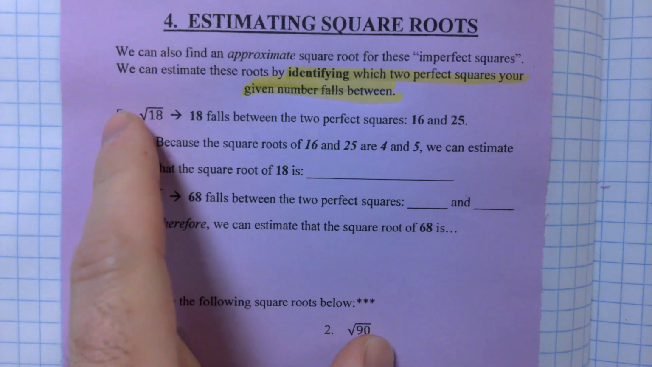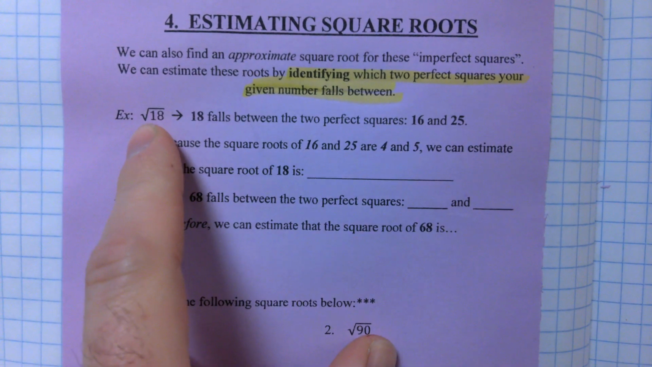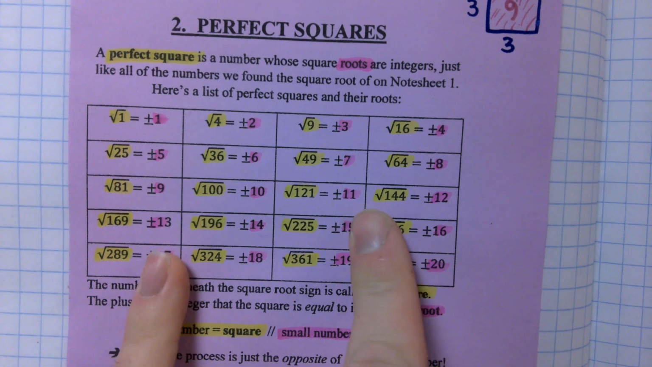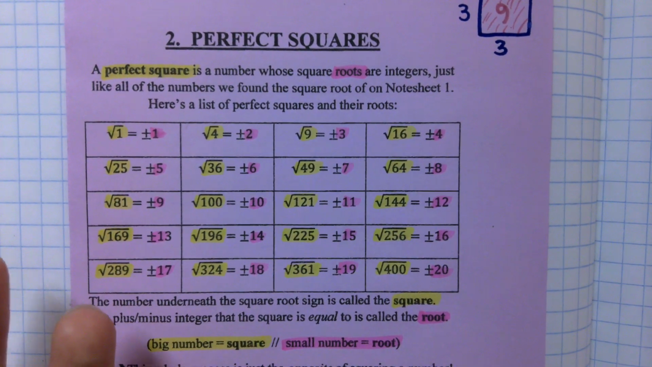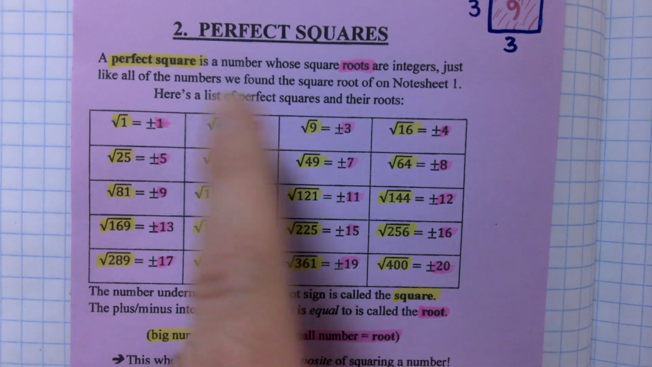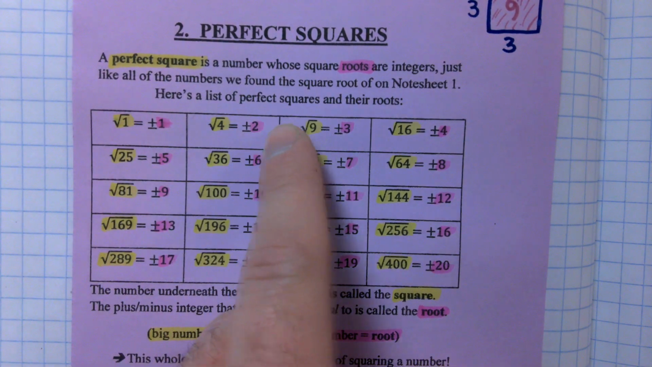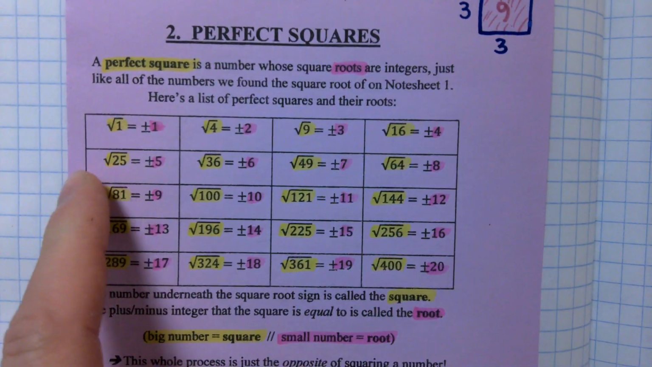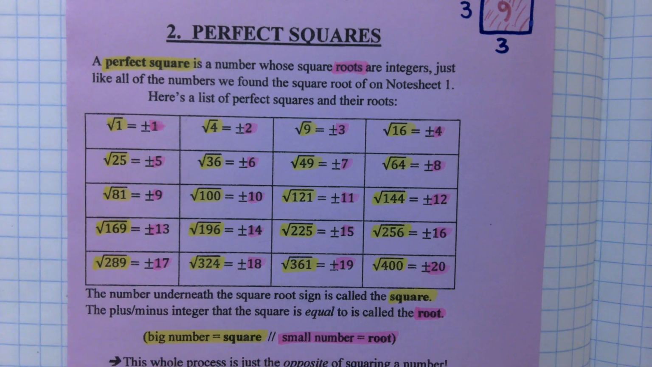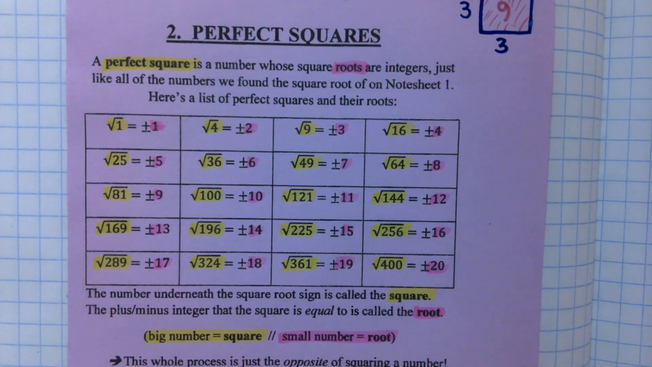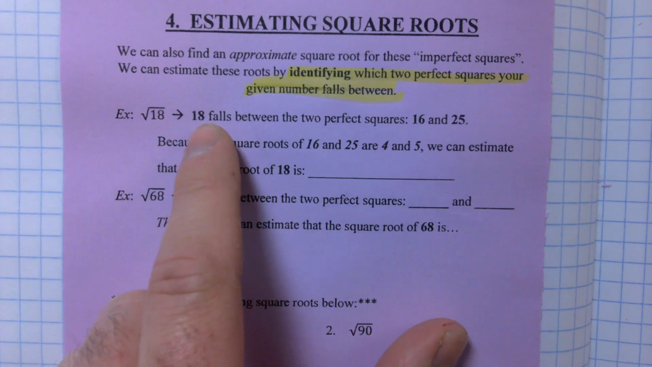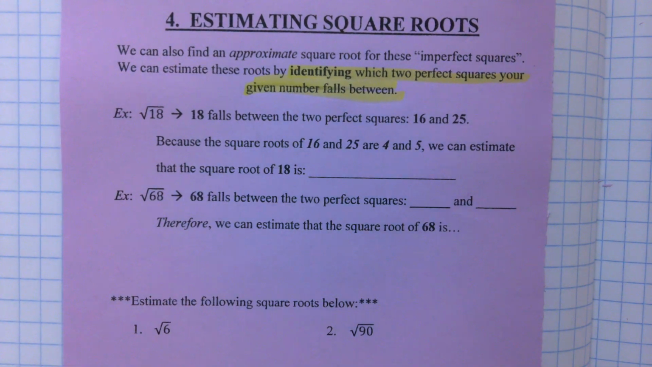So if I give you a question like this, right, the square root of 18. If I look back on my perfect square chart, is there the square root of 18 listed anywhere on here? No, because 18 is not a perfect square. I've got 1, 4, 9. You guys okay, Eva? Yeah? Okay. 1, 4, 9, 16, 25. There's no 18 on there at all. So I need to find where 18 falls in between.